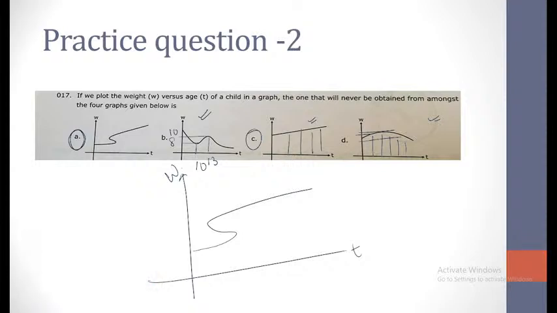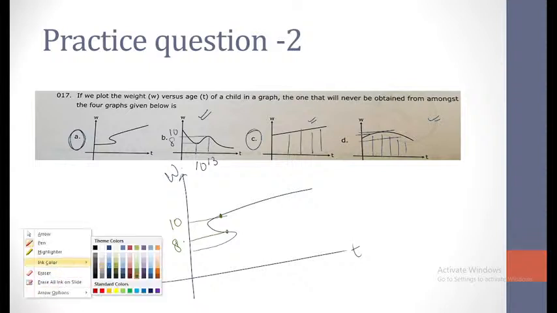So on this particular point, let's say this was the age, the person has a weight of 10 kg. Okay. And over here the weight of the person is 8 kg. Okay. Now let's extrapolate it on the x-axis as well.